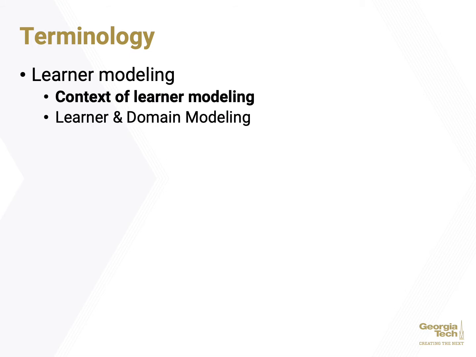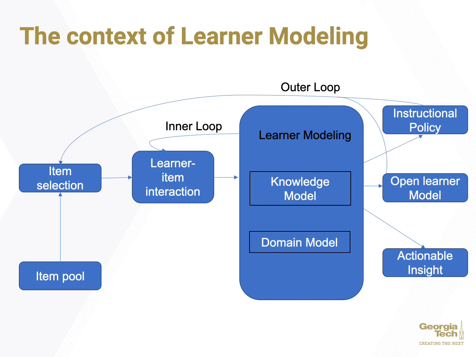Starting with learner modeling, it is subdivided into two parts: context of learner modeling, and learner and domain modeling. The given figure represents the basic context of modeling a learner's knowledge. A learner interacts with an item. Data about the performance are processed by the model, and then the model outputs are used to influence the learner's future interactions with the system. The inner loop is related to a learner's short-term behavior in the process of interacting with a single item. The outer loops are concerned with tracing a learner's knowledge across multiple items.